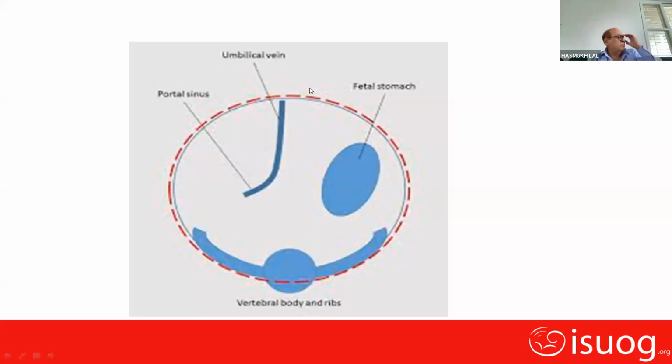So here this is the stomach shadow, and this is the vertebra, this is the aorta, and this is the hockey stick sign. This is the umbilical vein, this is the left portal vein, making a J shape.